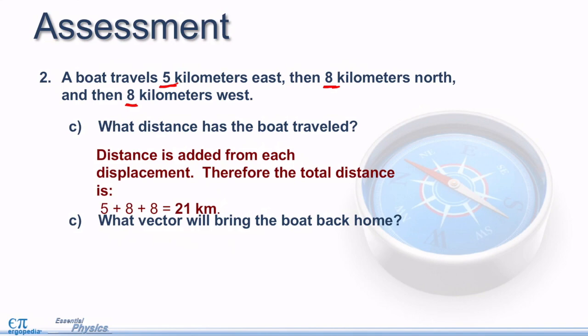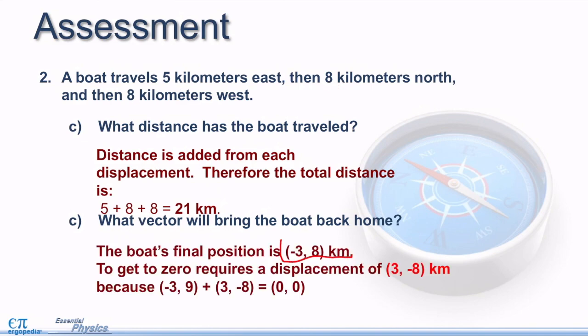And then to bring the boat back to 0, 0, we are going to look at what our final position was, and we just need the opposite of that. So our vector that would bring our boat home is going to be 3, -8.